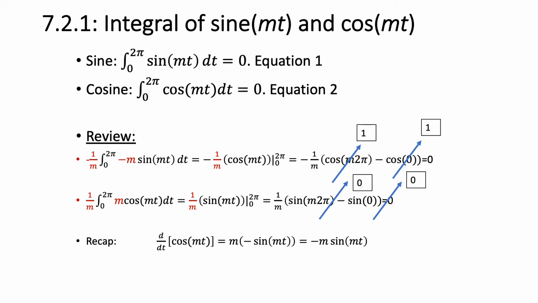The same thing goes for equation 2. We add 1 over m before the integral and minus m after the integral of cos mt dt. After the integration, we have 1 over m sin mt for a period of 0 to 2 pi, and this will give us 1 over m times sin m 2 pi minus sin 0. Both sines will give us 0, therefore these equations end up with 0.